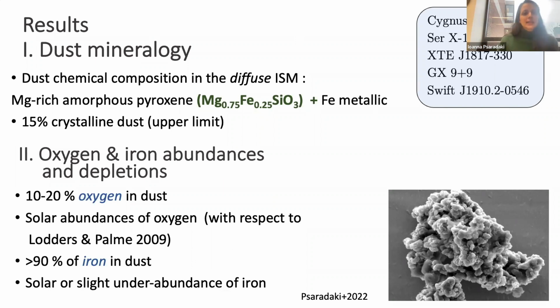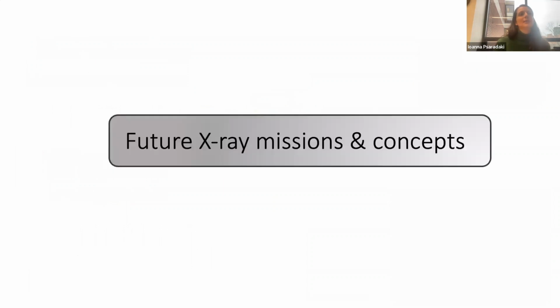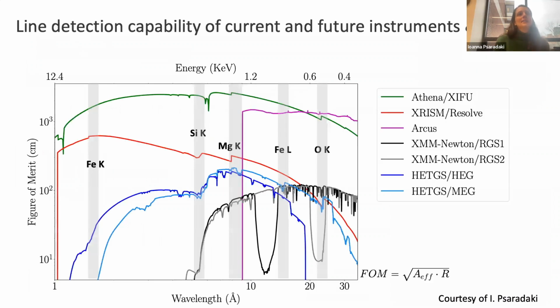So now, in the last minutes, I want to talk a little bit about the X-ray future missions that we all look forward to. I will speak about two or three missions, and I will finish with how Athena will complete this picture that we have of interstellar dust and how important it will be for some particular problems.